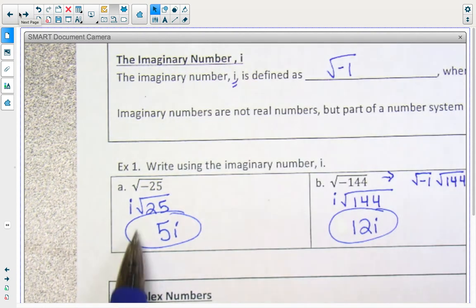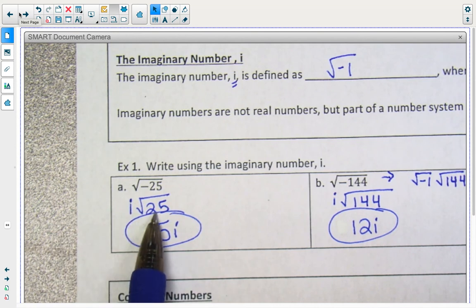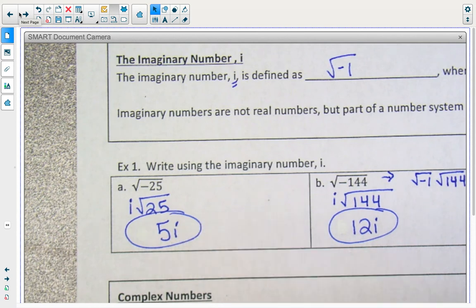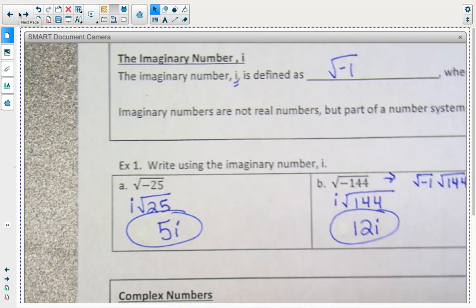So you can pull out the i part of the problem. Now the problem is just i times the square root of 25. And the square root of 25 is 5. So my answer for this problem is 5i. So the square root of 25 is 5, but the square root of negative 25 is 5i.